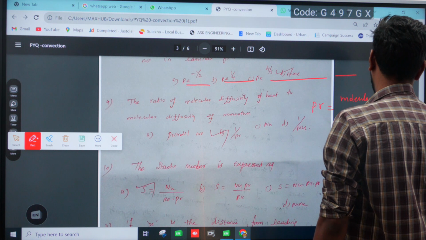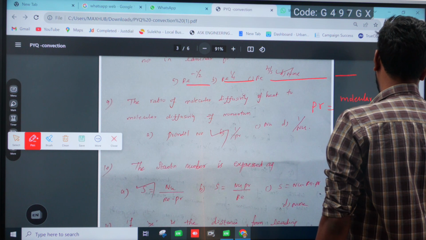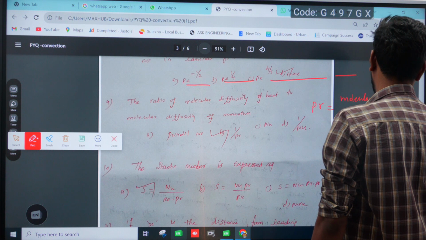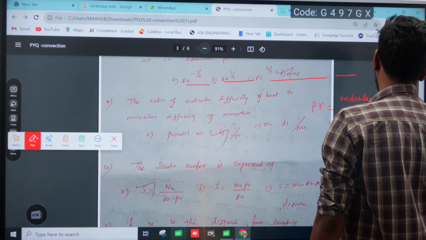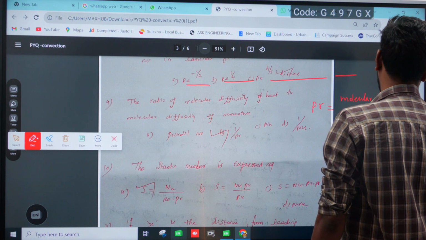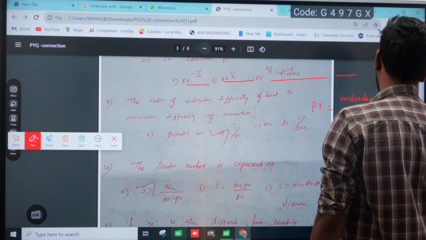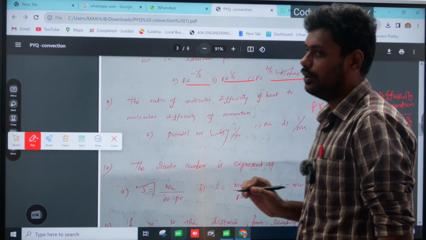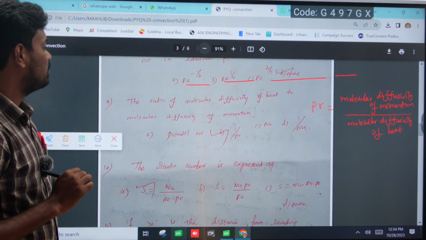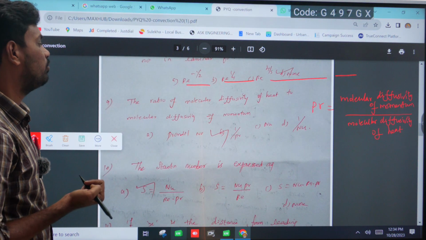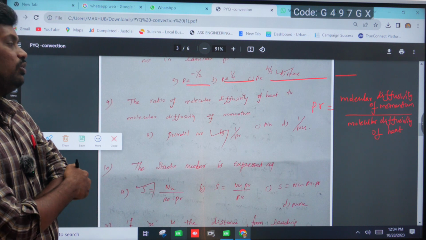by molecular diffusivity of heat. This is the actual formula for Prandtl number, but in our question you have to read it carefully. It is given as the ratio of molecular diffusivity of heat to molecular diffusivity of momentum.